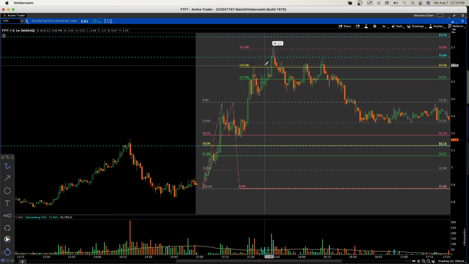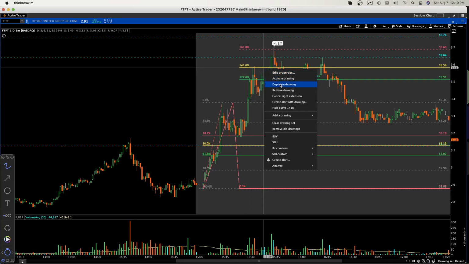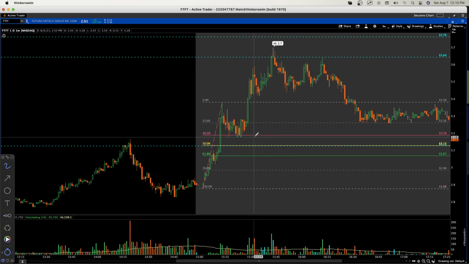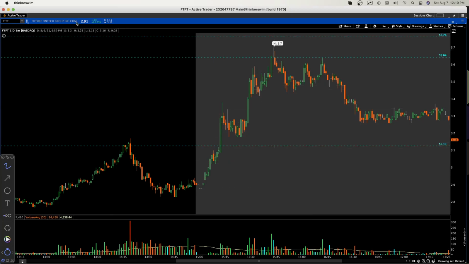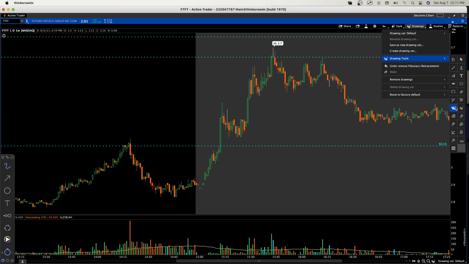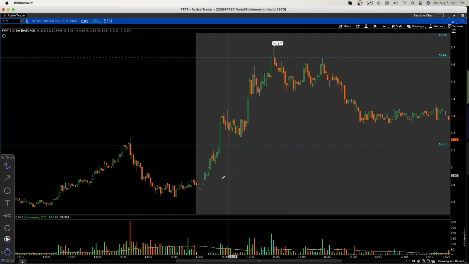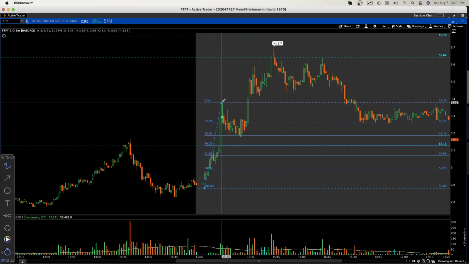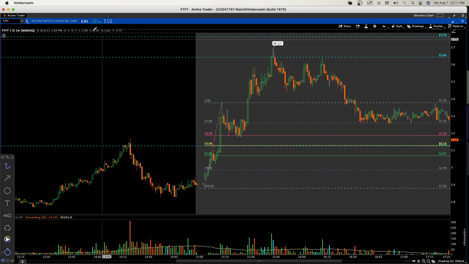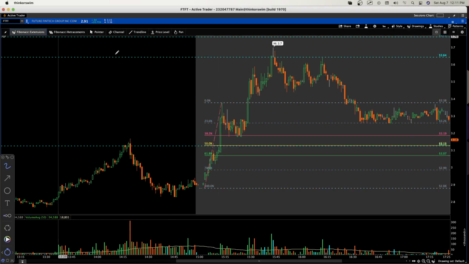Let me show you guys an example of what some people do, the way they draw their extensions. I don't do this, but I'm going to give you an example of what they do. And I'll tell you why I don't do it. So let's draw our retracement here again from the bottom of the move to the top of the move. Let's go to our extensions.